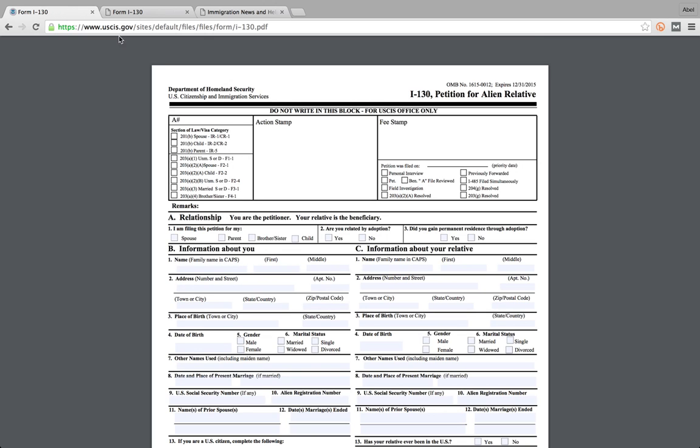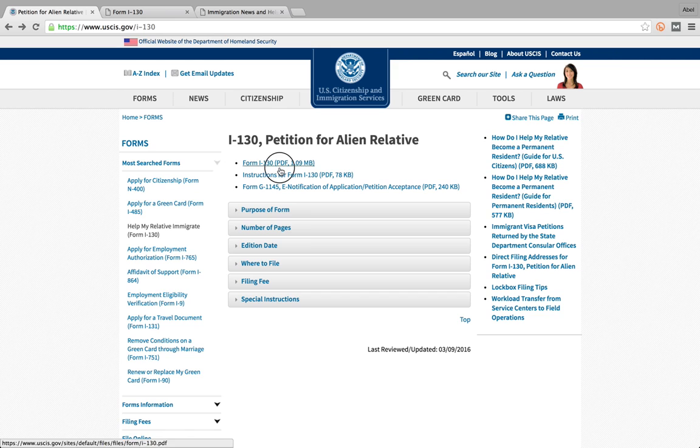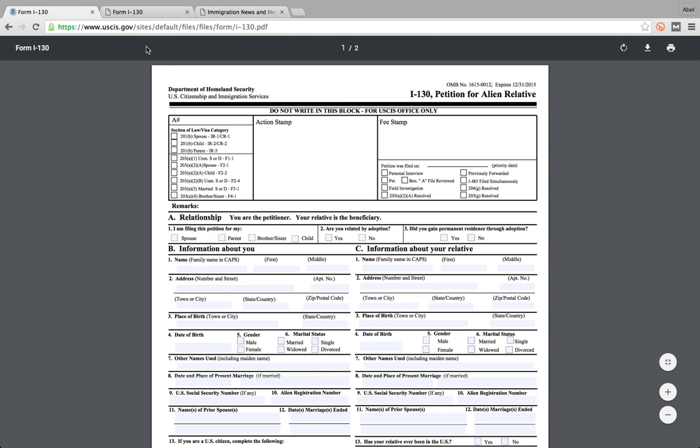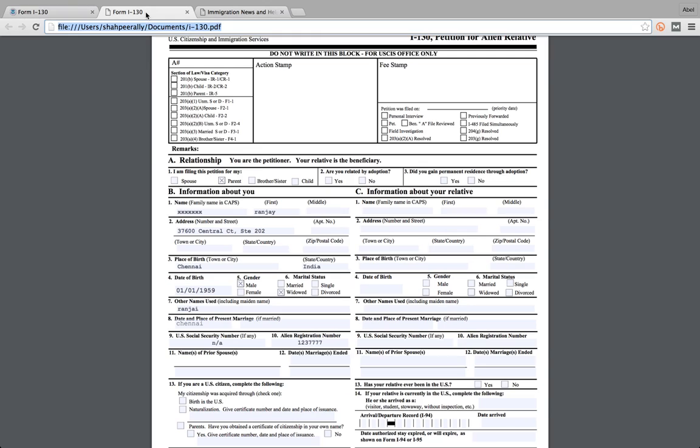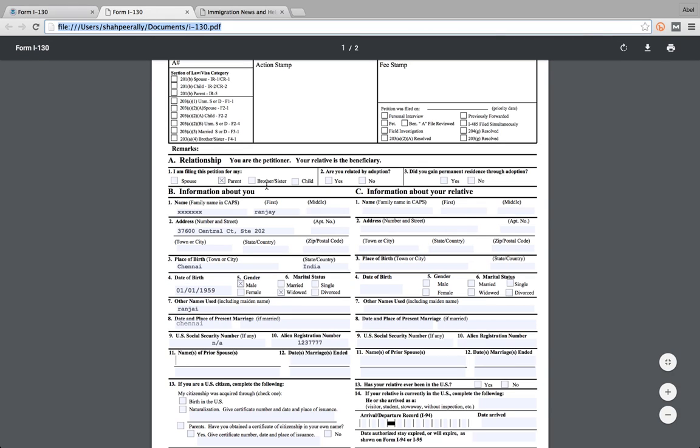The form itself can be obtained from the USCIS website. Here I already went into it, so you can download it right there. After I downloaded it, I start filling it, because usually these are fillable forms. And here I took an example. So let's say you're filing for a parent. This section is your section, right?